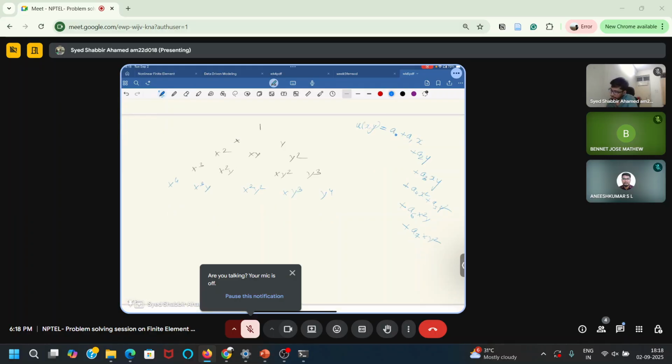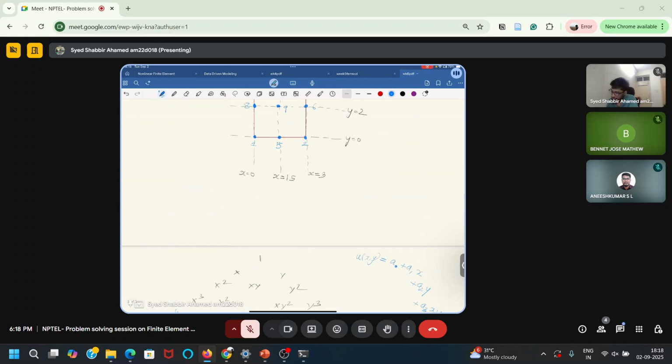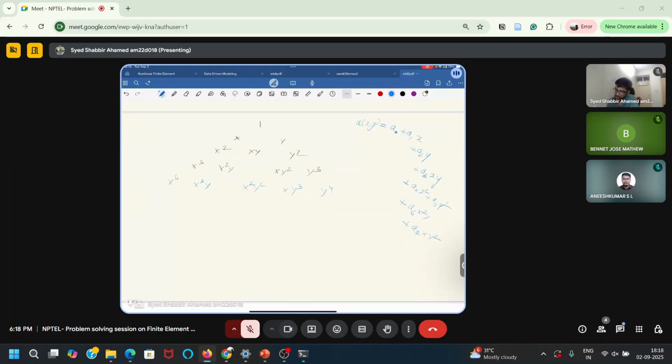So in total I have to take 9 terms, because there are 9 nodes, so I should have 9 independent terms in my approximate solution or interpolation function. Till here, you can see there are 6 terms. I have to make arrangements for the other 3 terms, so I have to go for higher order polynomials. So I cannot take like this.